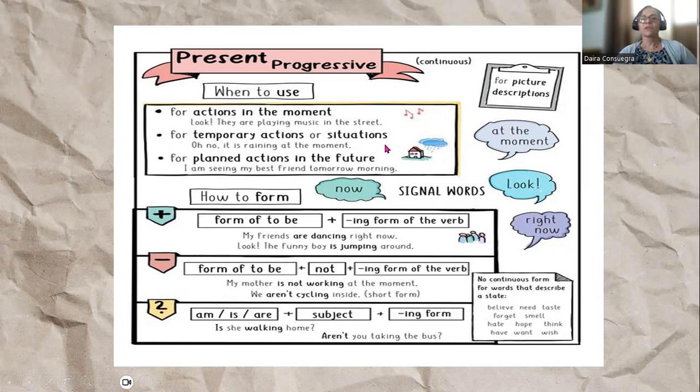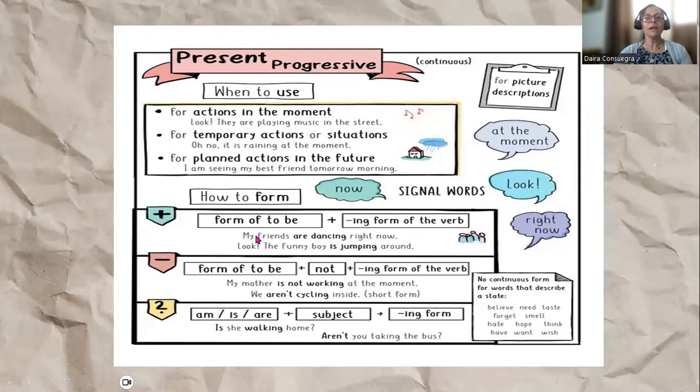Okay, so we have different words. At the moment, look, and right now. These are the words that you will find in order to know that they are progressive. How to form the progressive in the present tense? I mean, we are going to have the form of to be plus ing form of the verb.